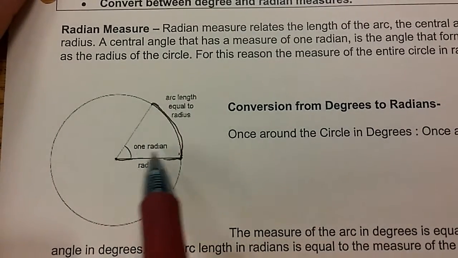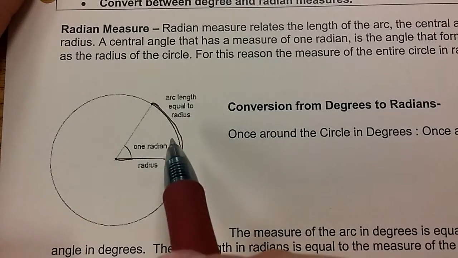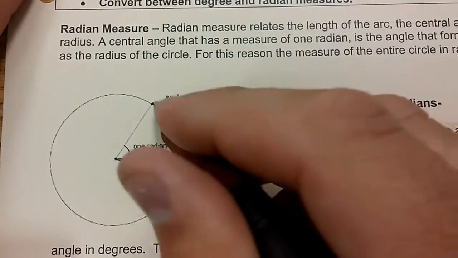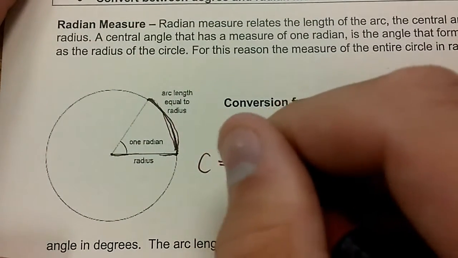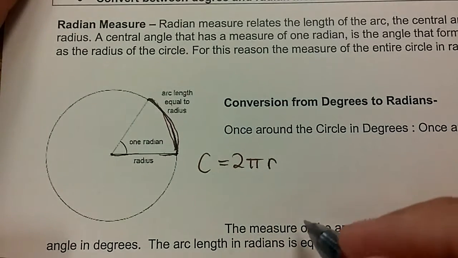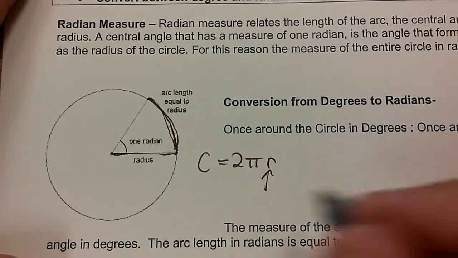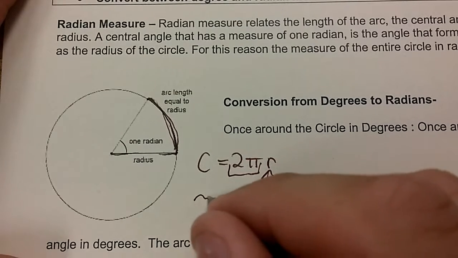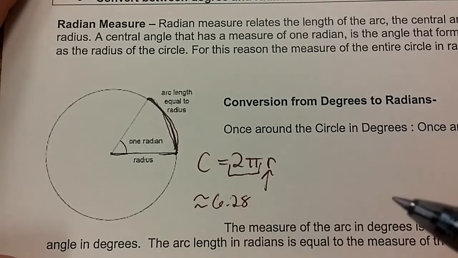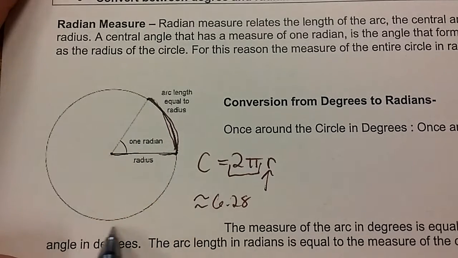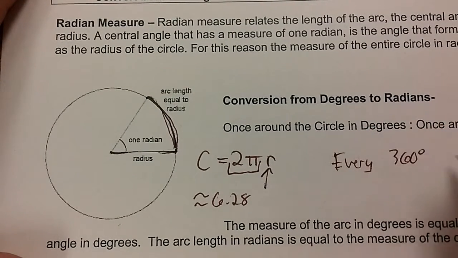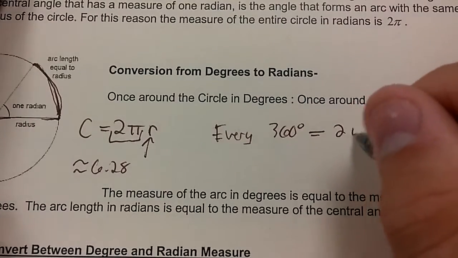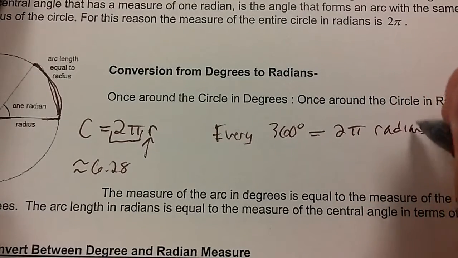The question is, how many single radians fit in the circle? Well, if every arc is 1 radius, how many radii fit into a circumference? And we already know that. C equals 2 pi r. So how many r's fit is going to be the number 2 pi, or approximately 6.28. So a little over 6 of these radii can fit around the circle. So that means every 360 degrees is going to be equal to 2 pi radians.